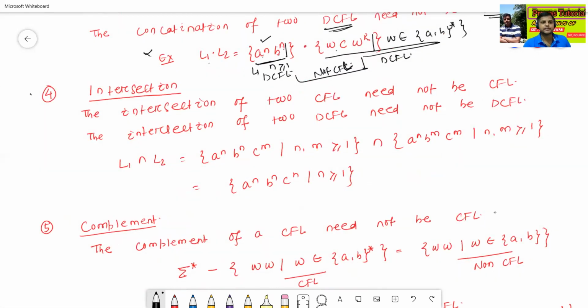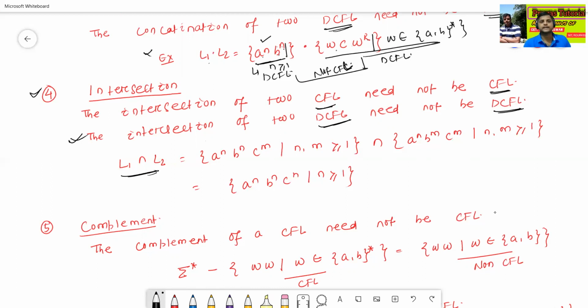Now we'll see the next closure property, intersection. The intersection of two context-free languages need not be CFL. The intersection of two DCFL languages, deterministic context-free languages, need not be DCFL. And now we'll find L1 intersection L2, the intersection of a CFL and a DCFL language, which need not be CFL or DCFL.